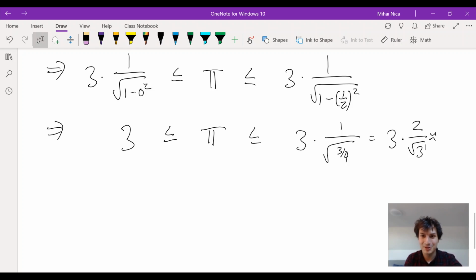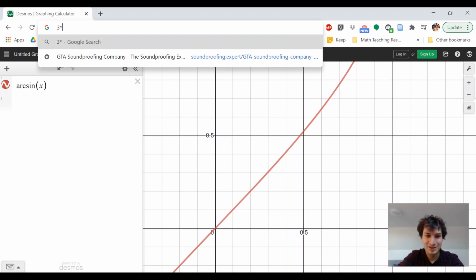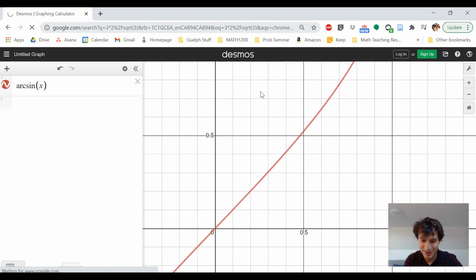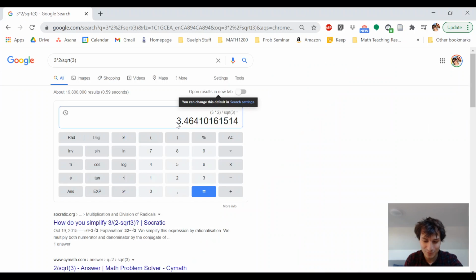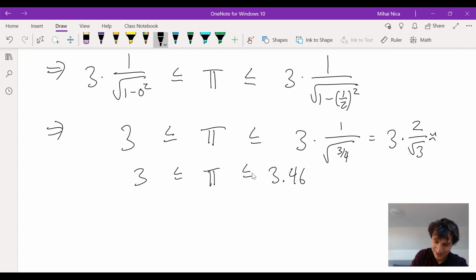Let's get my calculator out and see what this is equal to. Calculator time. What did I say? 3 times 2 over square root of 3. What does Google say that's equal to? 3.46410. So that's my estimate for pi: pi is less than or equal to 3.46 dot dot dot.